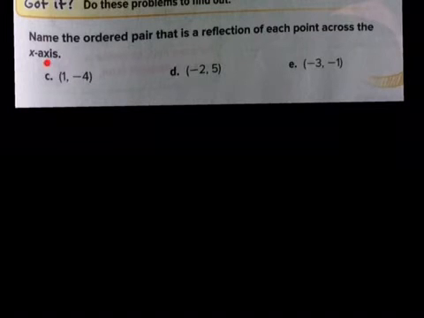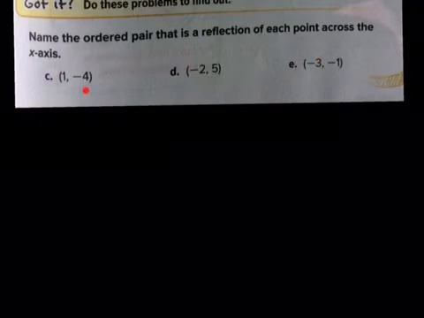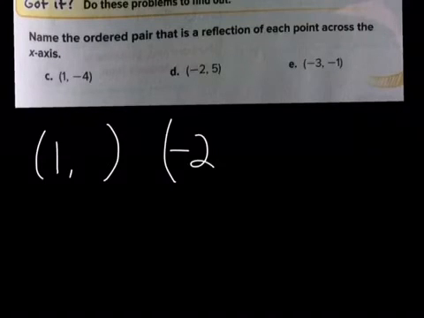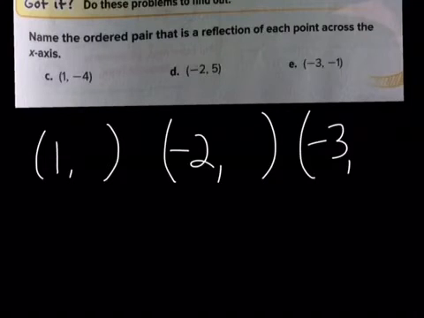So remember, if we go across the x-axis, the x-coordinates will stay the same, while the y-coordinates will be the opposites. They want us to name the ordered pair that is a reflection of each point across the x-axis. So I know right now that all of my x-coordinates will stay the same. There's one, there's my x again, and my x-coordinate here will stay the same. And I didn't write anything for the y-coordinates.